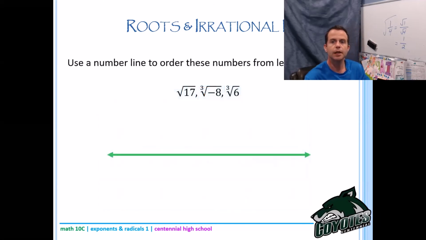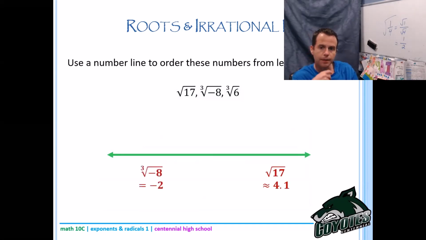Awesome job, guys. All right, number these from least to greatest. All you have to do is stick them in your calculator so you get a decimal approximation of them, and then decide who's smallest and who's largest. Remember, the least will go to the left, greatest will go to the right. Root 17 is around 4.1. The cubed root of -8 is around -2. And the cubed root of 6 is around 1.8. So smallest to largest would be the cubed root of -8, then the cubed root of 6, then root 17.